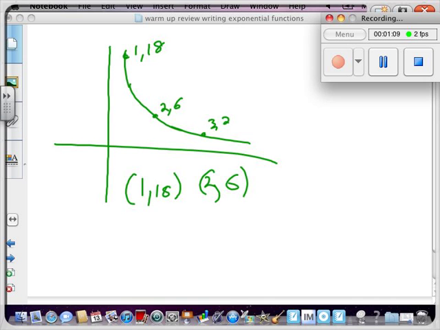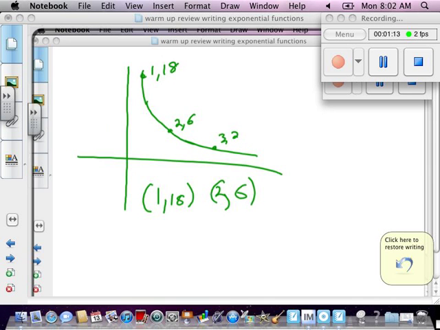This is actually going to disappear for a second because my computer is weird.